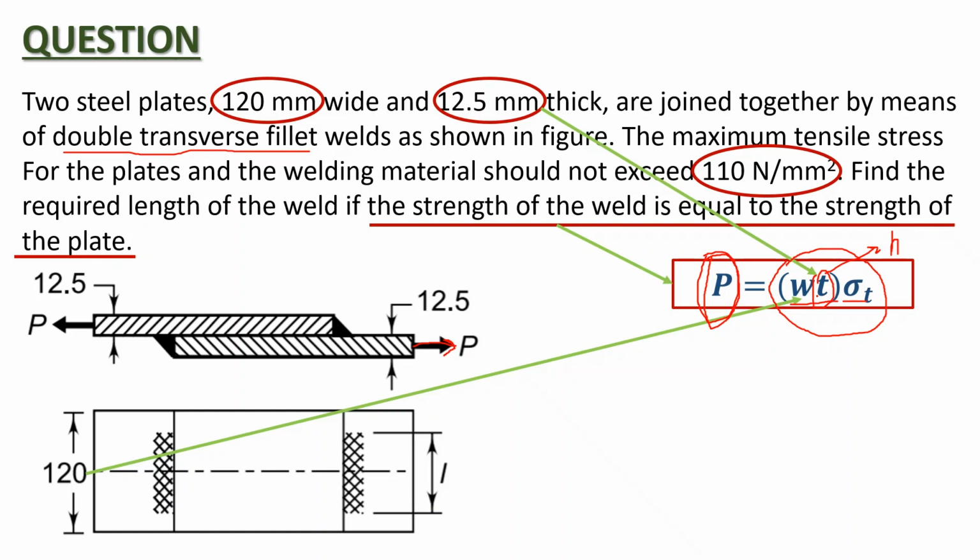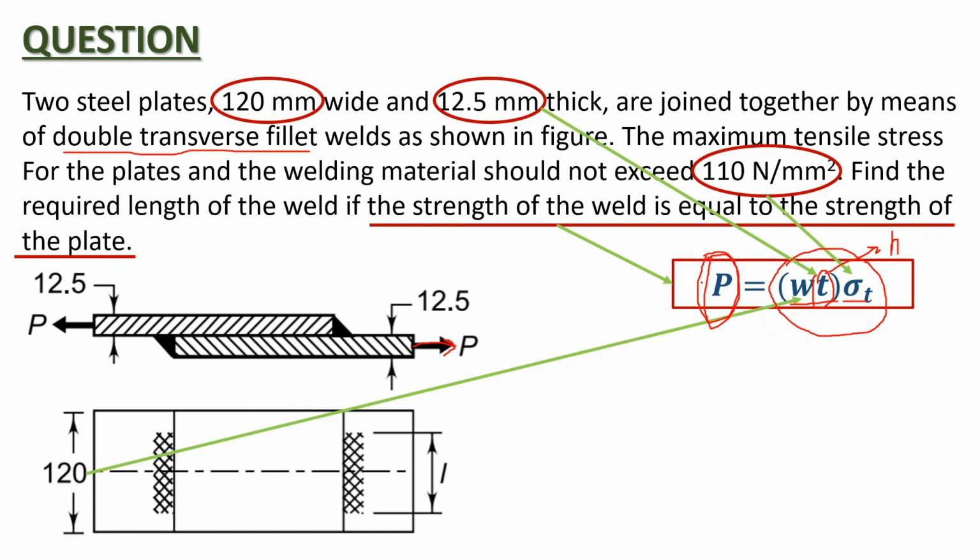This W times T gives you the cross-sectional area of the plate. The cross-sectional area of the plate multiplied by the allowable tensile stress will give you the strength of the plate, which according to the question is equal to the strength of the welded joint. Now from here you can see that W is given, the thickness of the plate is given, and sigma T is also given. So you can very easily find out the strength of the welded joint.